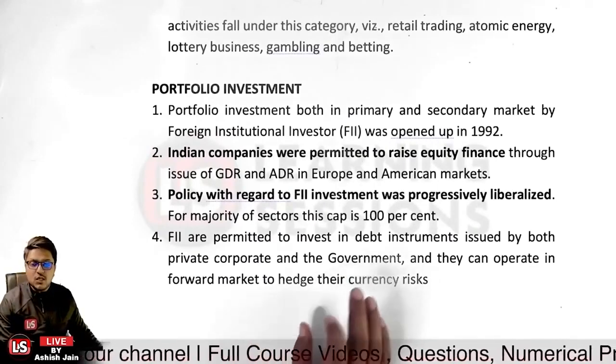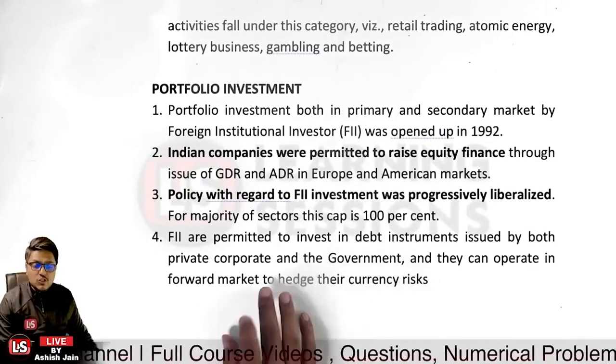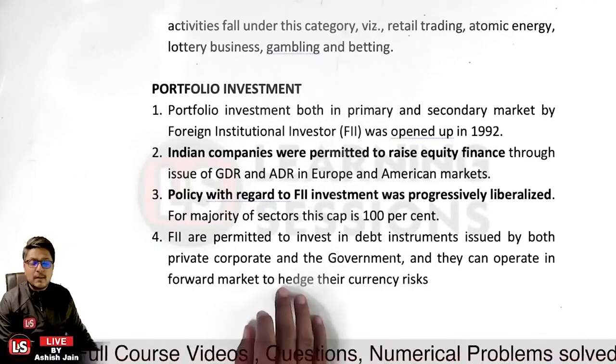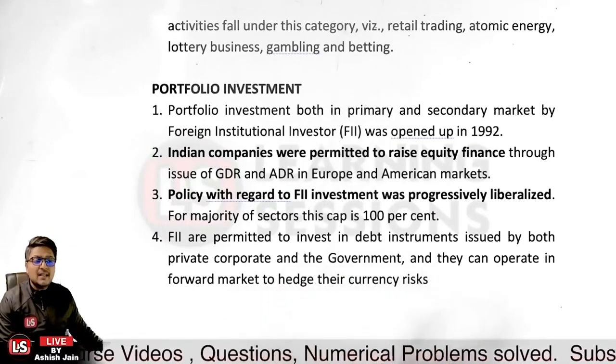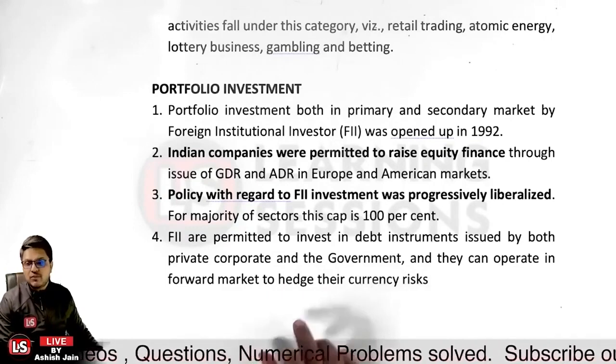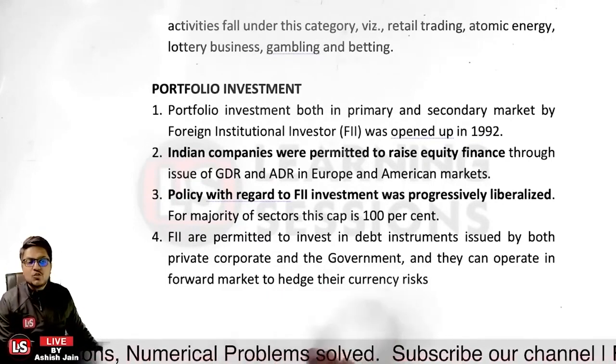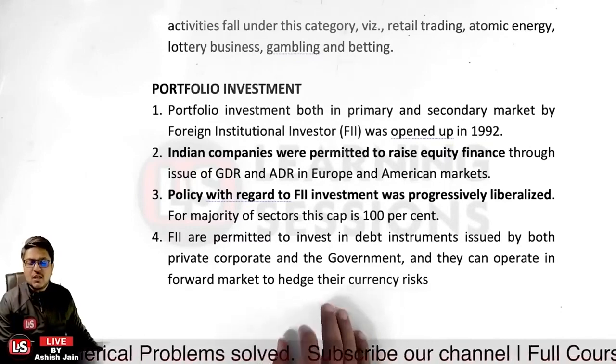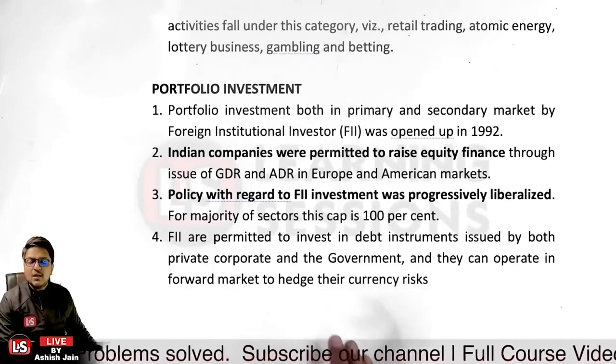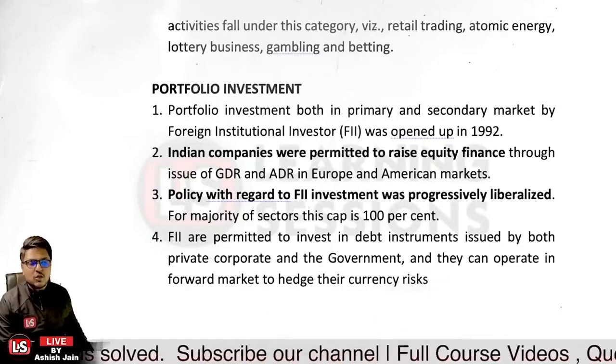They can invest in the debt instruments issued by private corporates or by the government itself, and they can operate in the forward market. They can operate in forward contracts so as to hedge the currency risk. To hedge the currency risk, they can undertake forward agreements or forward contracts.